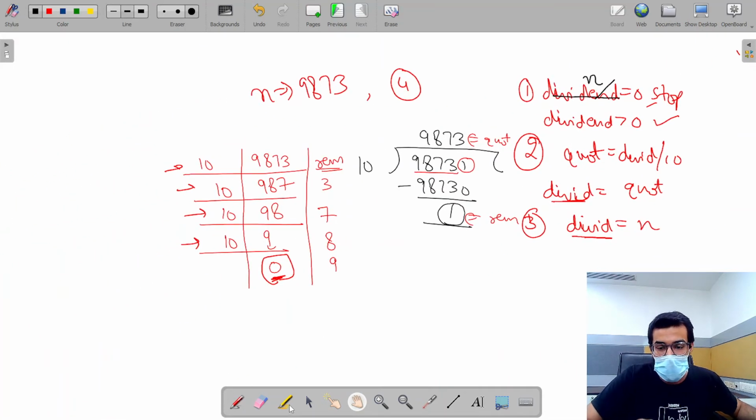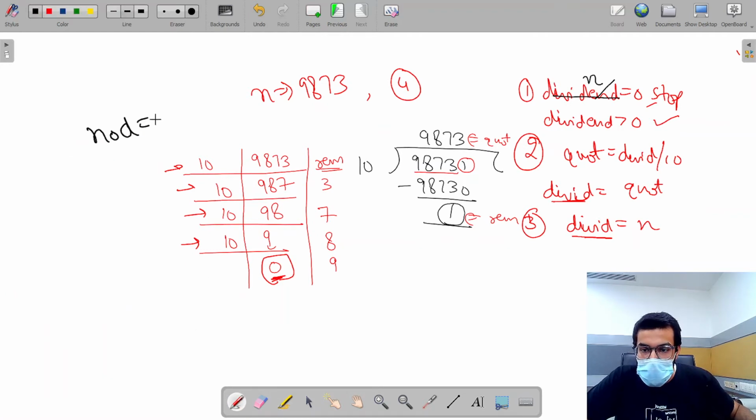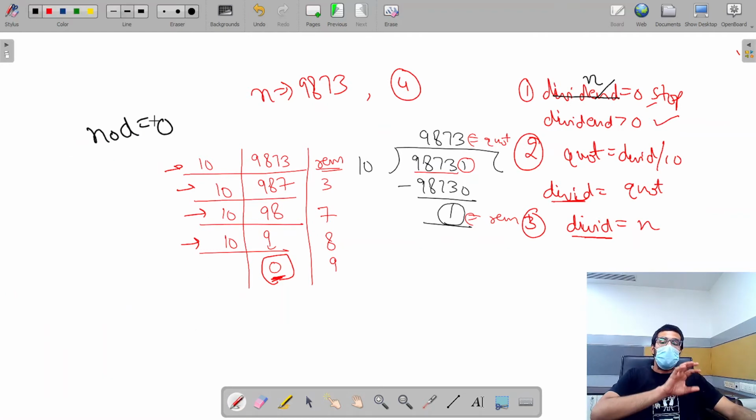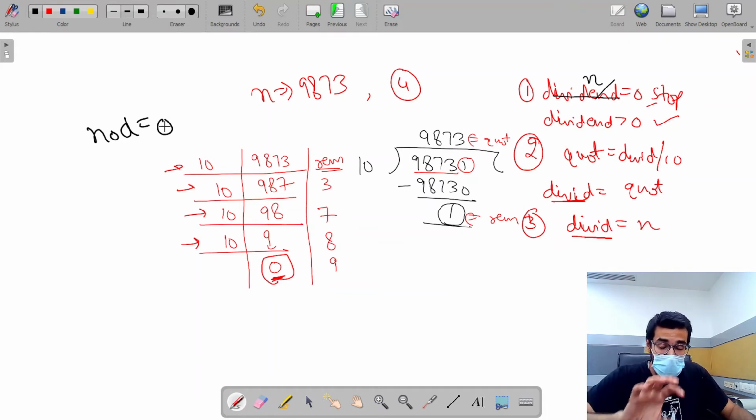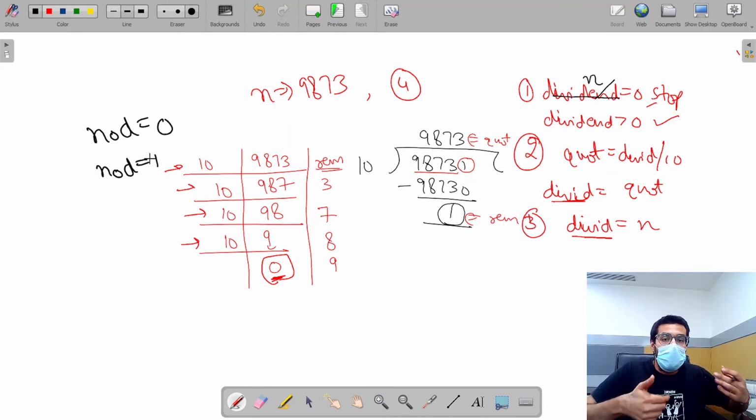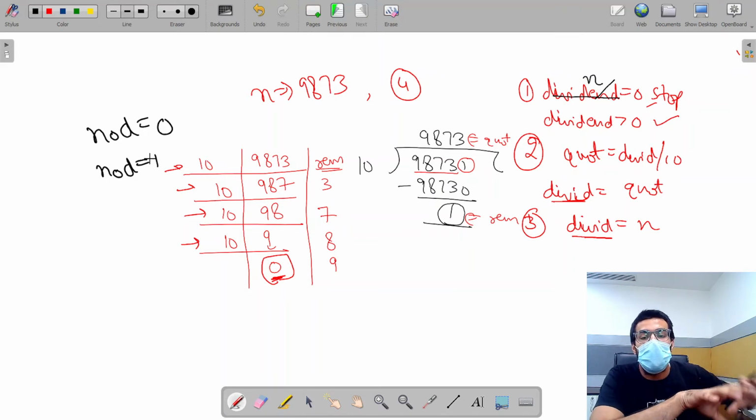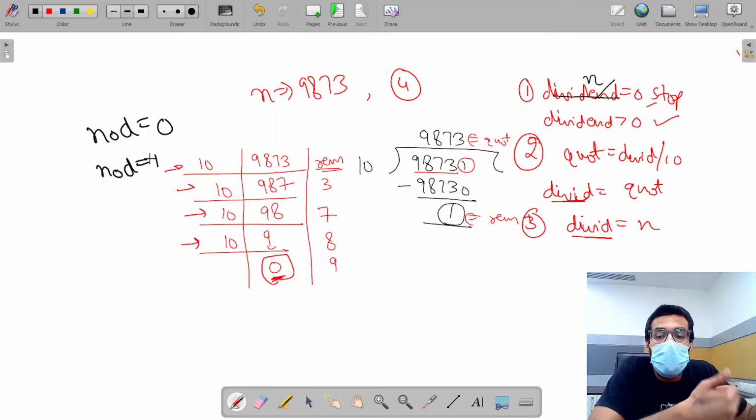Let's say that initially the number is having 0 digits. So let's take a variable NOD is equal to 0, which is having a value 0 initially. So if the number is able to divide by 10 for the first time, it means that the number of digits is 1, because only then we are able to extract one digit out of the complete number. We are able to extract one remainder.